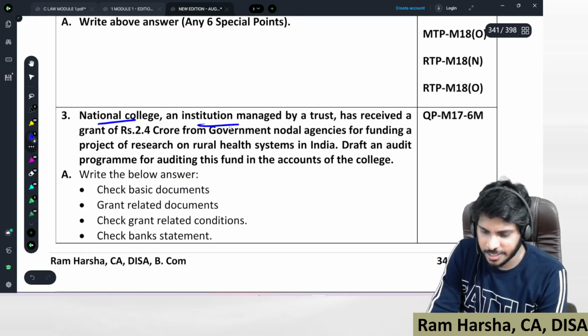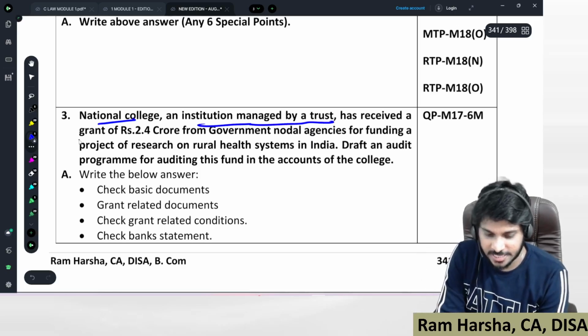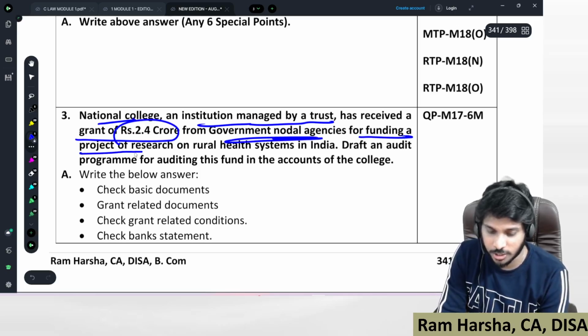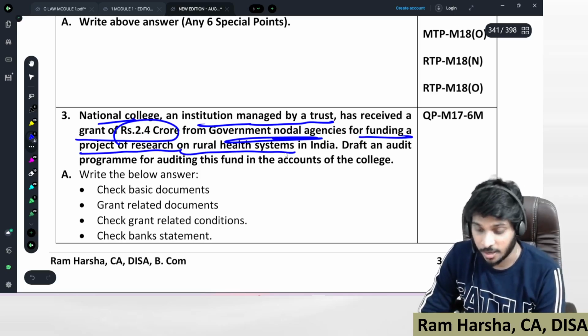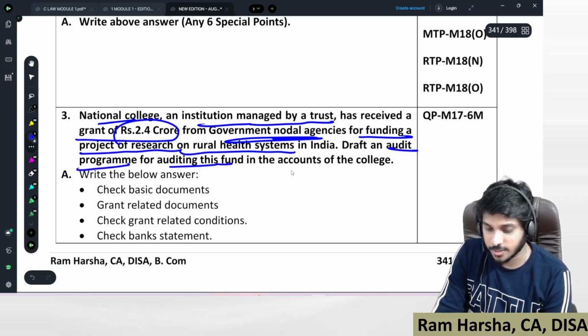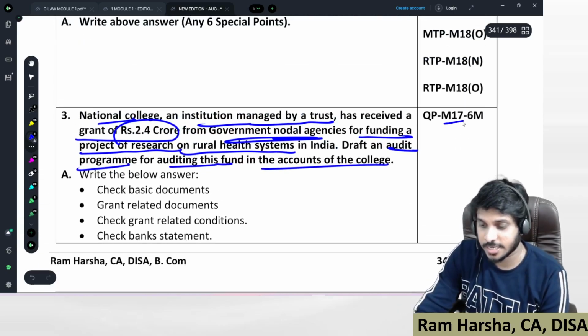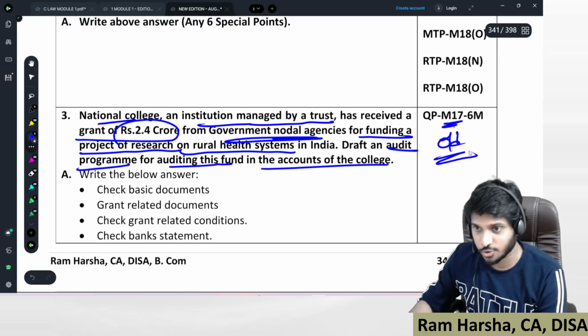National College, an institution managed by a trust, received a grant of 2.4 crore from government nodal agencies for funding a project of research on rural health system in India. Draft an audit program for auditing this fund. This is a completely out of the box question, which was asked in May 2017 under the old scheme.